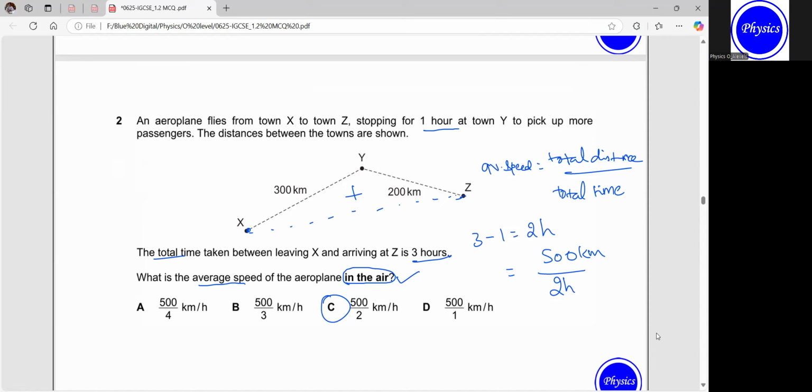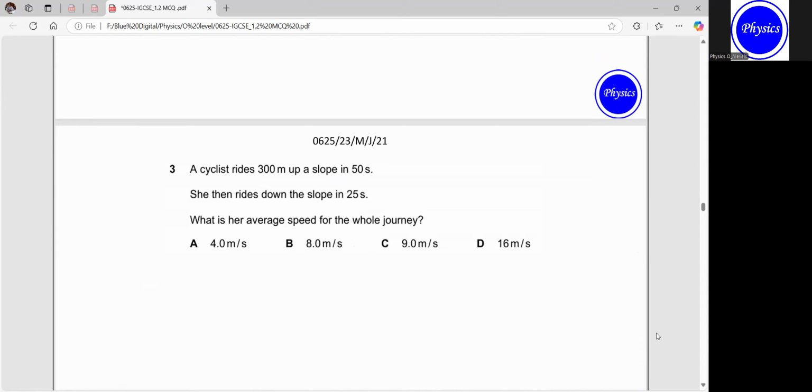Then the next one. A cyclist rides 300 meters up a slope in 50 seconds. Then she rides down the slope. She's going up and then she's coming down in 25 seconds, because she's going faster. What is her average speed for the whole journey?